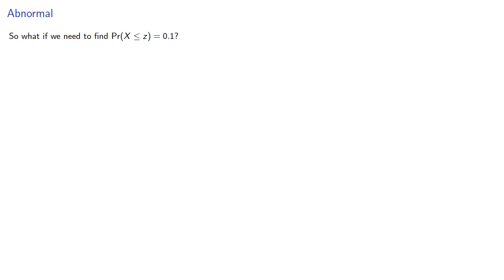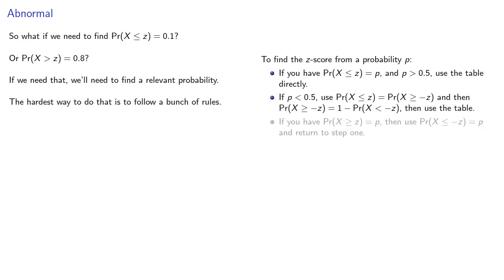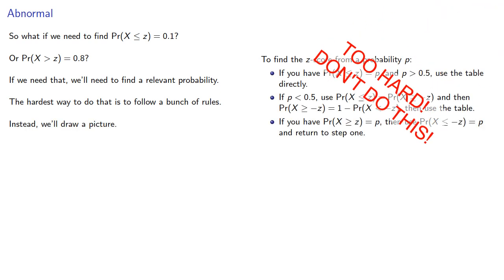So what if we need to find a probability that's, say, 0.1, or for an event that's a greater than event? If we need that, we'll need to find a relevant probability. The hardest way to do that is to follow a bunch of rules. Instead, we'll draw a picture.